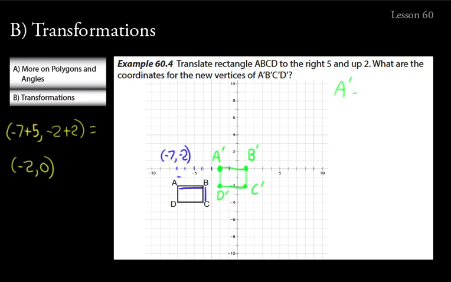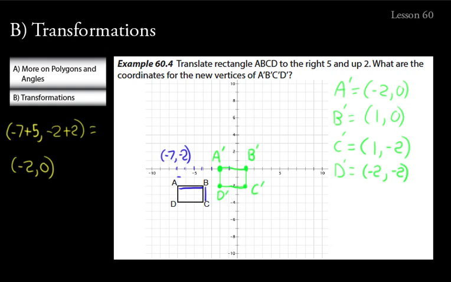A prime is, like we said already, minus 2 comma 0. B prime, that's equal to 1 comma 0. And then C prime, that's to the right 1 and down 2. And then D prime, it's a rectangle, so I mean, you can see how it's vertical there, so it makes sense that that would have the same x coordinate, right? Minus 2 and then down to minus 2. Okay, so there's the new coordinates, and that's the translation as well.